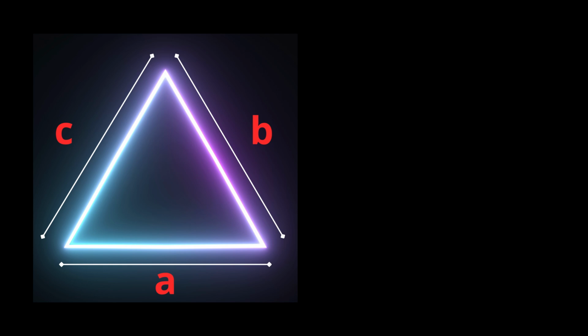The perimeter of a triangle is the sum of the lengths of all 3 sides. If we have a triangle with sides A, B, and C, we calculate its perimeter as follows.